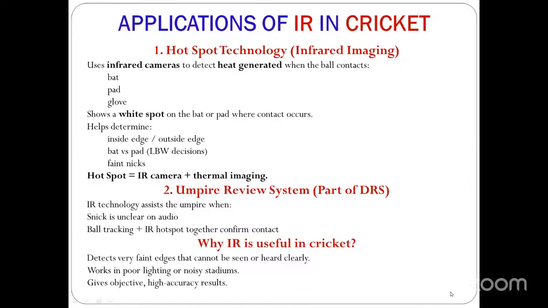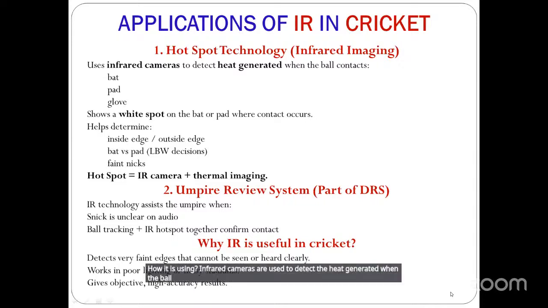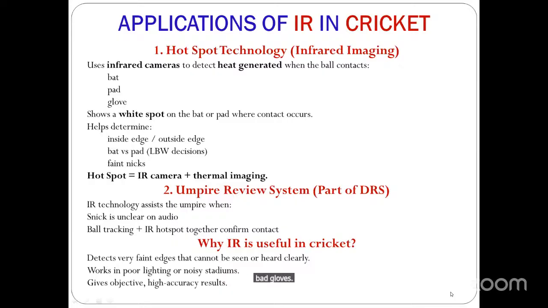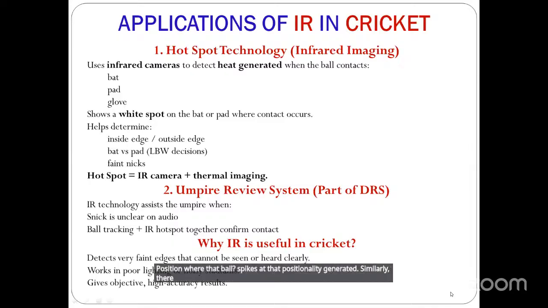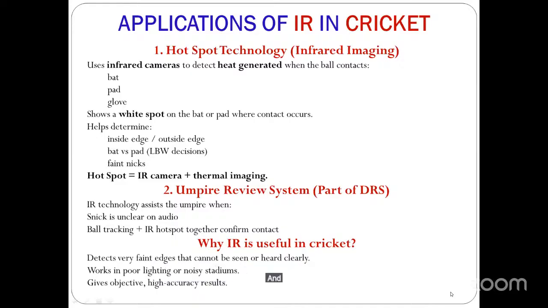And how is it used? Infrared cameras are used to detect the heat generated when the ball contacts the pad. There is generation of white spots on the position where the ball strikes. At that position, heat is generated. Similarly, there is a change in the lines in the snickometer. You might have seen it, and it is using the principle of IR spectroscopy.